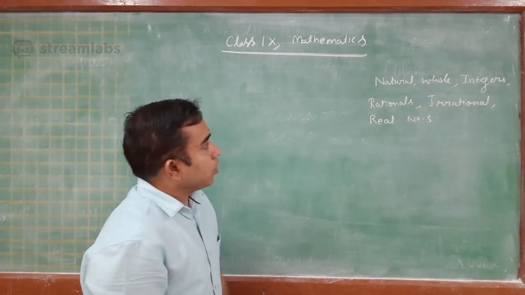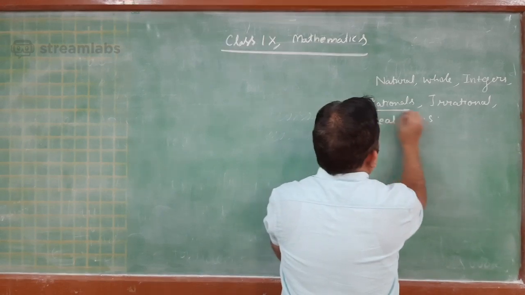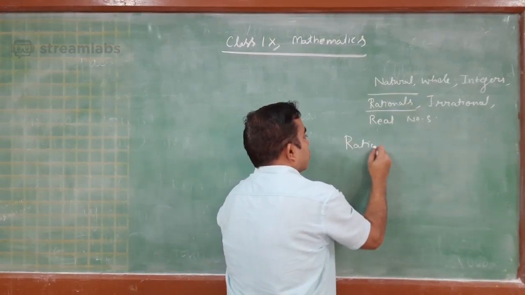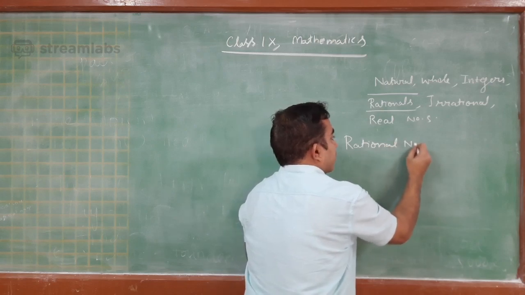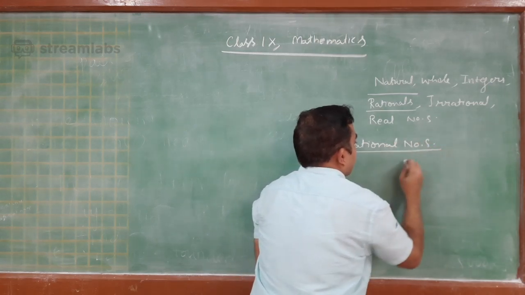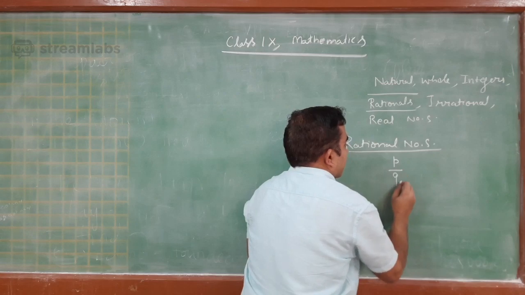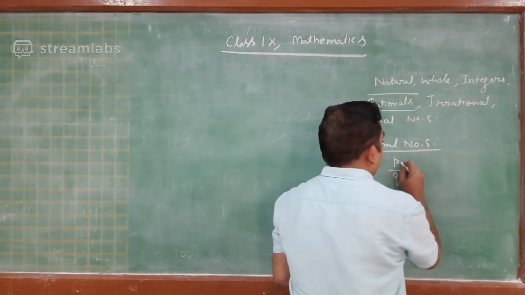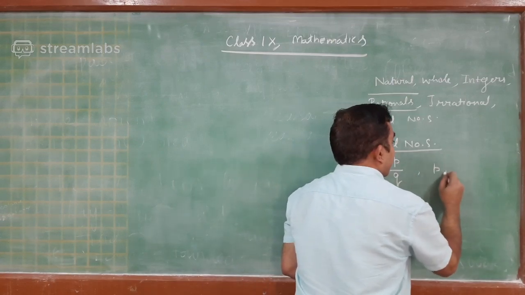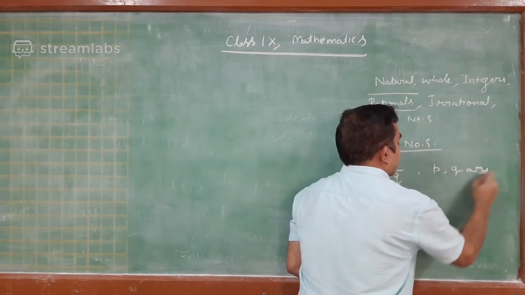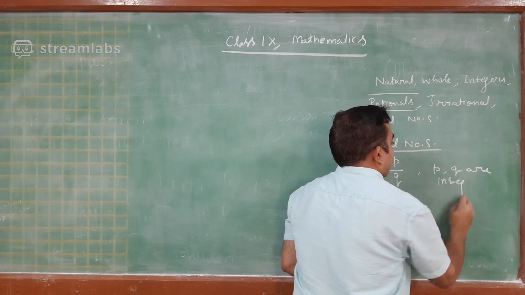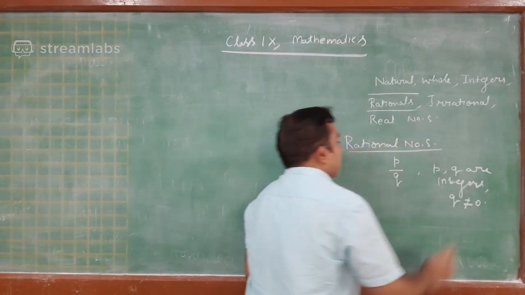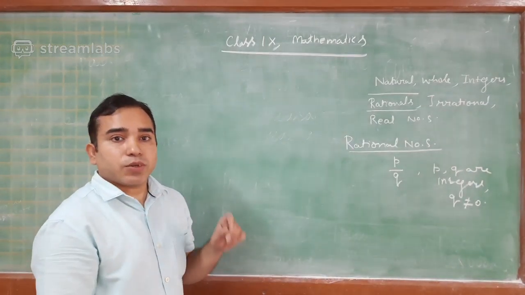Right? We saw the definition of mainly rational numbers. What are rational numbers? Rationals are those which can be written in P upon Q form. The numbers which can be written in P upon Q, in fraction form, where P and Q are integers, and Q is a non-zero integer. Then such numbers are called rational numbers.